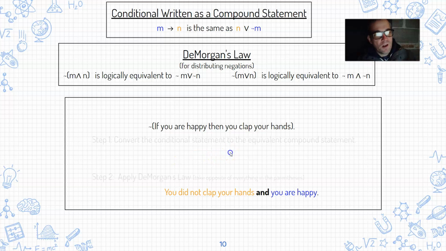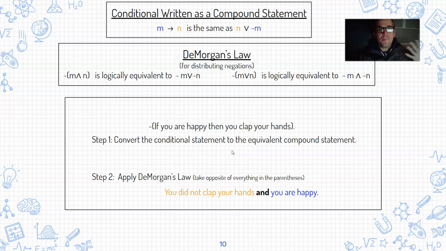So at the end of all this, what I'm trying to show you is a step-by-step approach to do this thing, to make the language match what we already think. If you're asked to negate a conditional statement, the first step is to take your conditional statement and rewrite it in this compound statement form by negating the condition, putting an or, and putting the consequence down. And then to negate this, we applied De Morgan's Law by taking the opposite of everything on the inside.